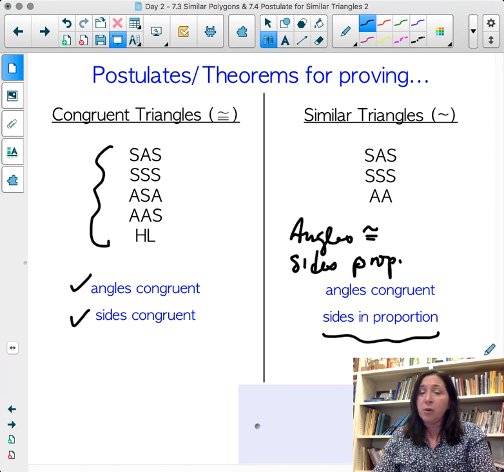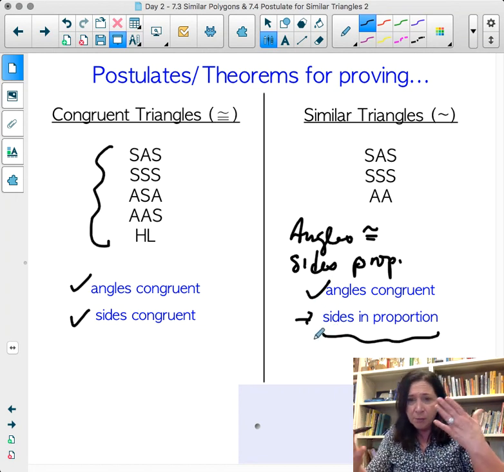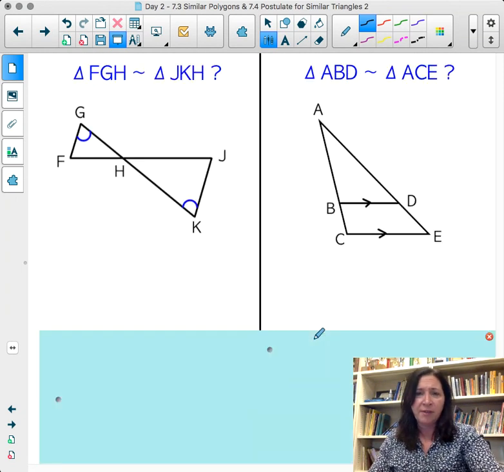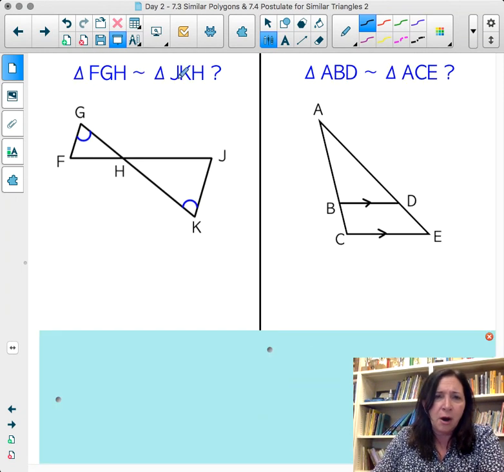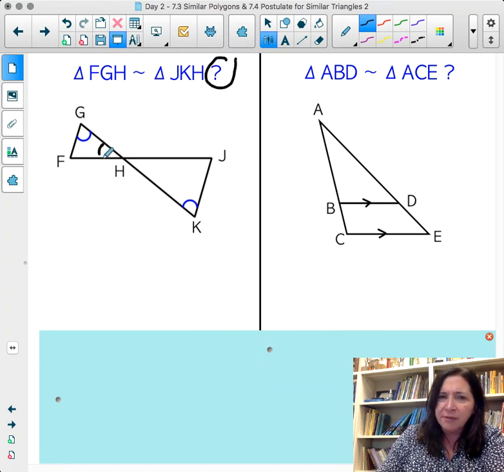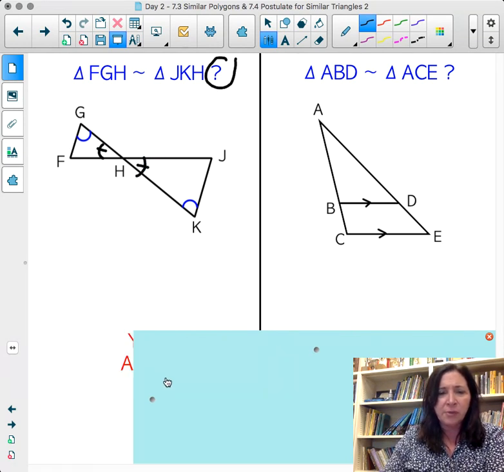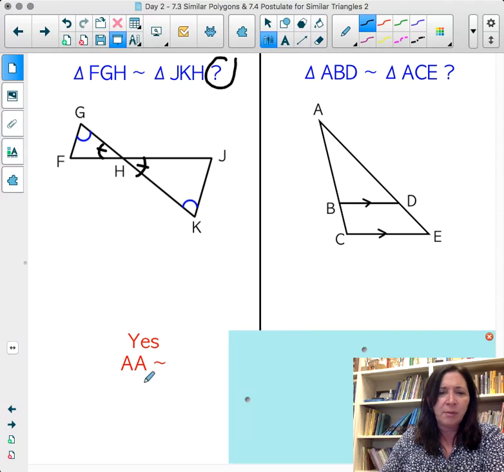Okay? So it's really important that you distinguish that. Angles congruent, sides proportional. Meaning you're going to ratio two of them, and they're going to have equal values. So are these similar? Yes or no? Remember, you need at least two angles. We have an angle here, because those are vertical angles, which are congruent. So this one would be, yep, angle-angle postulate.